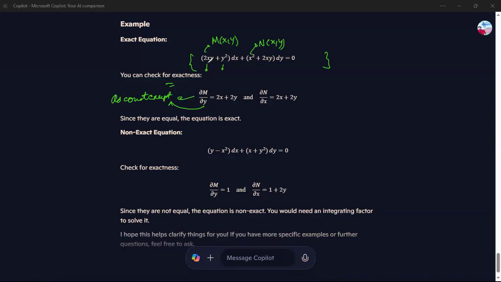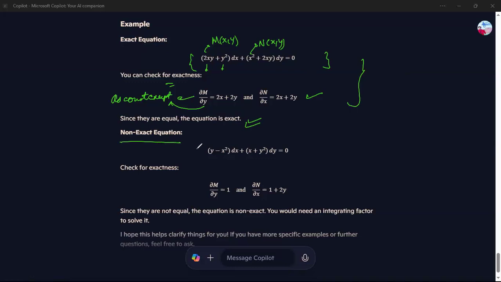When we differentiate this particular term, it will simply become 2x, considering x as a constant. When we differentiate y, it will be 2y. Same goes for here. Now these two are equal, so the differential equation is exact. As far as I understand, we will not need to check this as per our syllabus, but still learn it.